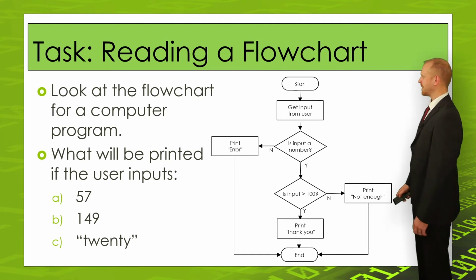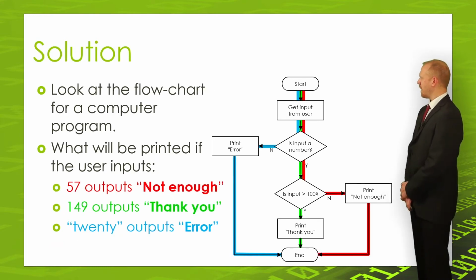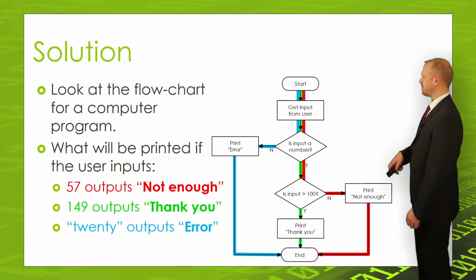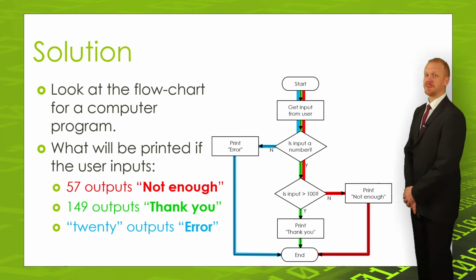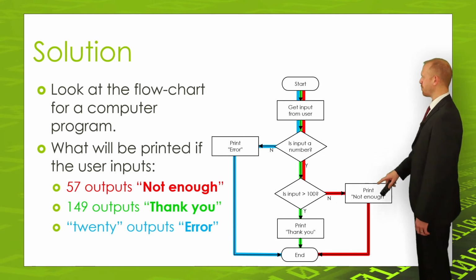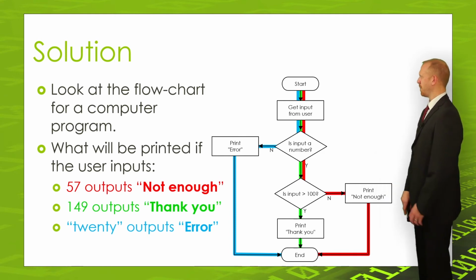Well, these are the answers. So 57 follows the red line. When it gets to is it a number, it follows the yes path because 57 is a number. When it says is the input greater than 100, it follows the no path because 57 is not greater than 100, and it prints not enough before making it to the end. So not enough is the output.